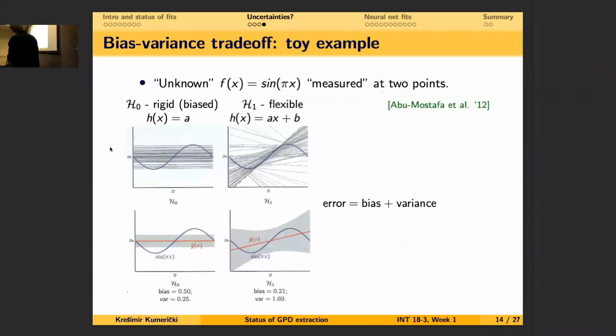I don't have time to really go into details, where you take some sine function, which is a known structure function. You measure it at 2 points, and then you fit it with two different models. One is a flexible 2-parameter model, one is a rigid 1-parameter model, and you do some analysis, which I'm not going to explain in detail. There's a YouTube lecture about it. And the end result is, if you have a rigid model, this gray area is telling you about the variance, the resulting statistical error. And a rigid model will result in much smaller statistical error than the flexible model.